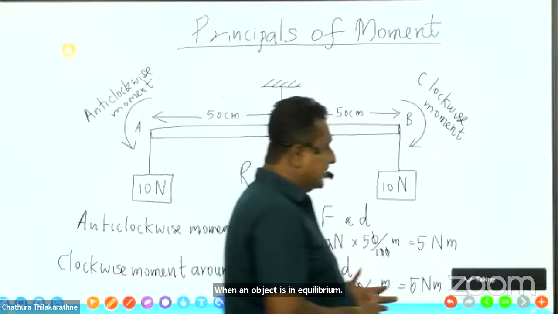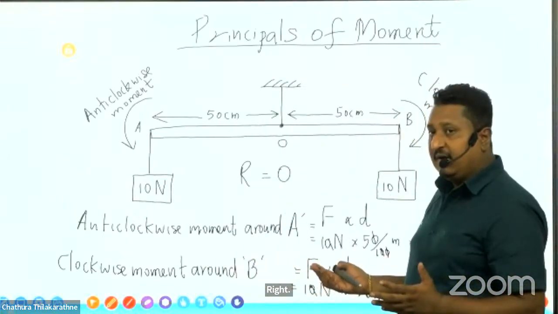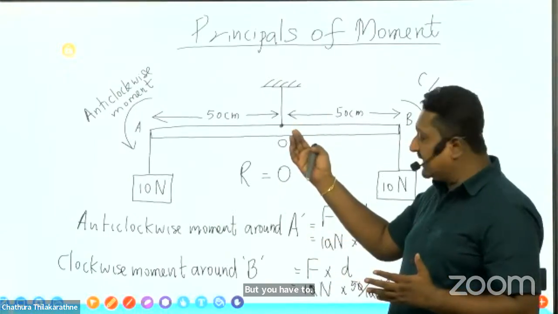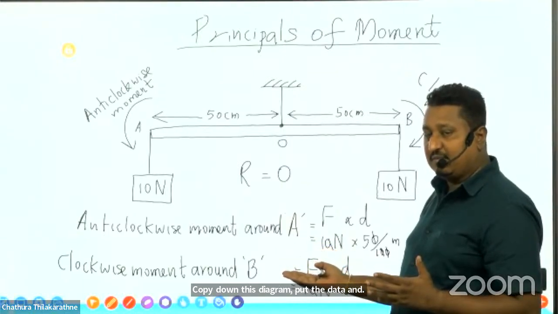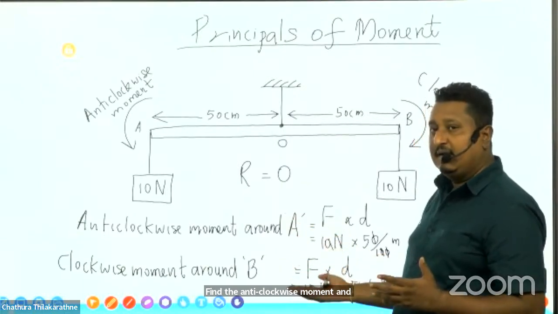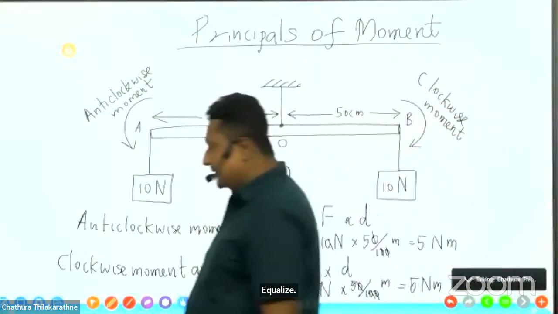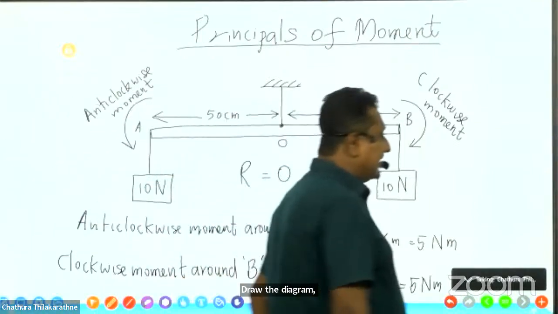Right. Now you have to copy down this diagram, put the data, and find the anti-clockwise moment and the clockwise moment and see how they equalize. Draw the diagram and find the anti-clockwise as well as the clockwise moment. Both moments are equal.